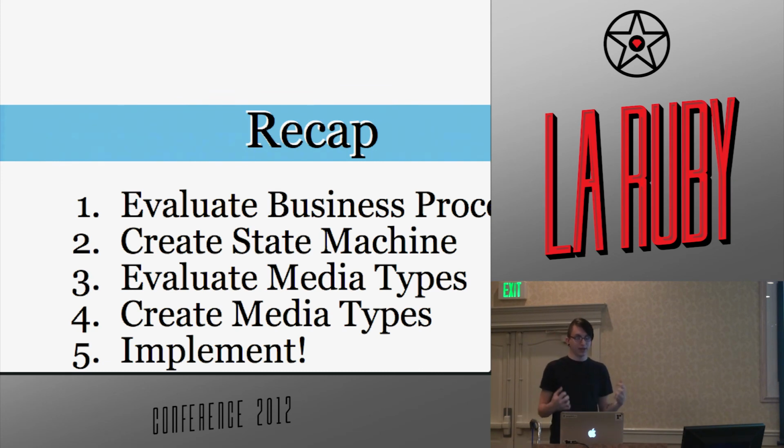So to recap, you evaluate your business processes to determine what your needs are. You create a state machine that represents those business processes, which will inform your media type needs. So you can evaluate what links you need between states and what the data is in each state. And then you create a media type definition that is informed by your state machine, which is informed by your business process, and then you build it.